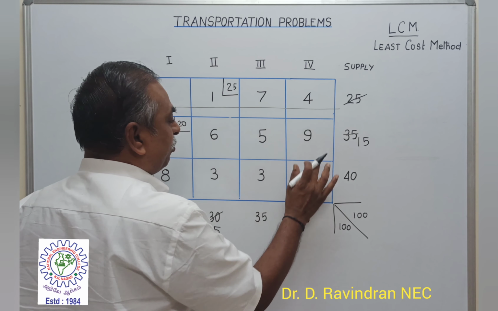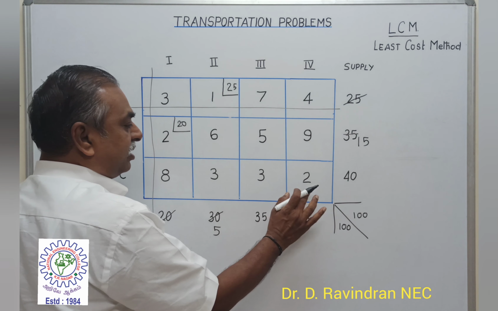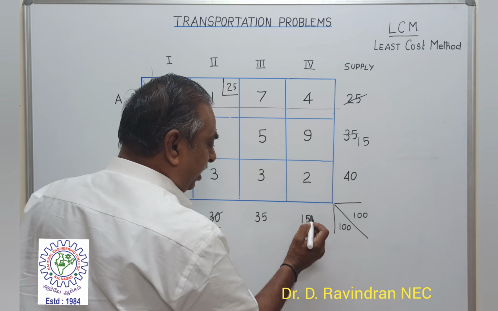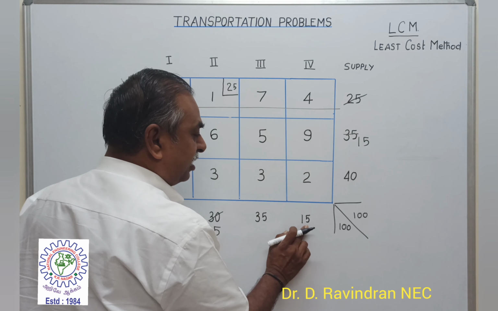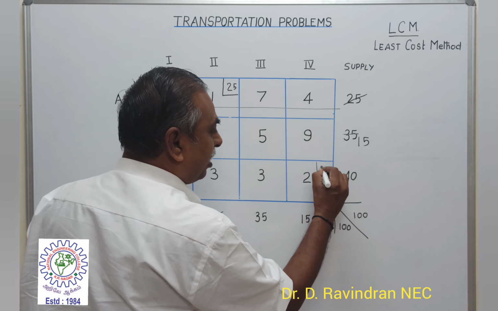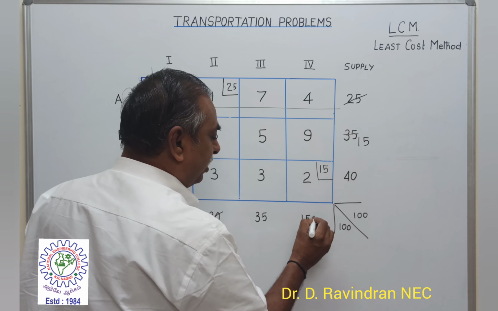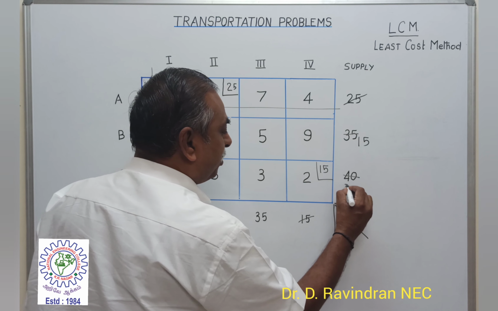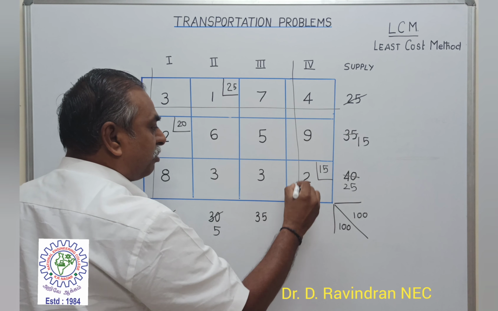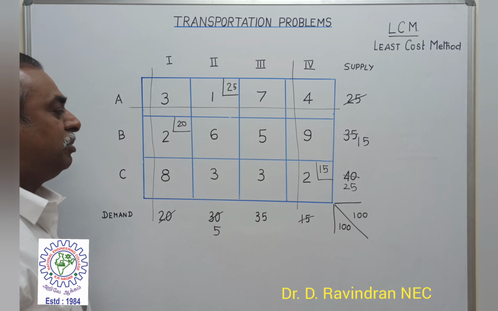Now we are left with only 6 cells. In this cell the minimum element is 2. So here we can allocate 15 units, because this is the minimum compared to 40 and 15. So 15 units can be allocated here. This will be cancelled and this will be 25. Now this column requirement is satisfied, so we can strike it off.